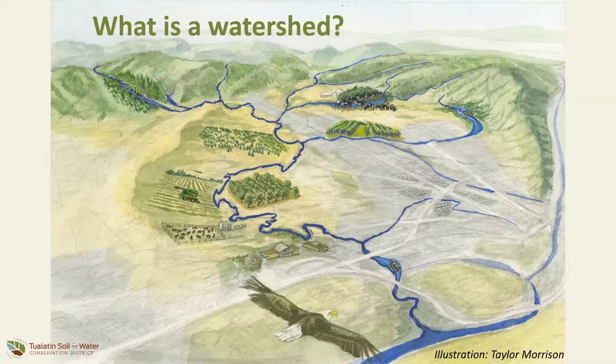So all of the water that's falling around you or flowing around you is draining into the Tualatin River. And that's actually where our district gets its name. So what's important to remember is that everyone lives in a watershed, and so everyone has a significant impact on the health of that watershed.